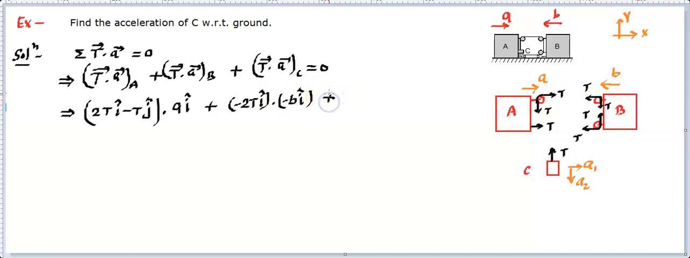Now come to the C. So tension is in the j cap, so you can write it T in j cap. This has to be made the dot with acceleration. So we have assumed acceleration in this manner. You can assume in either of the ways. One component is along x, another in the y. You can consider upside as well.